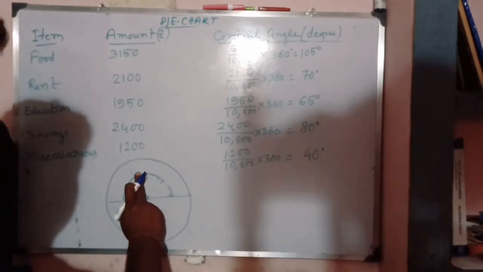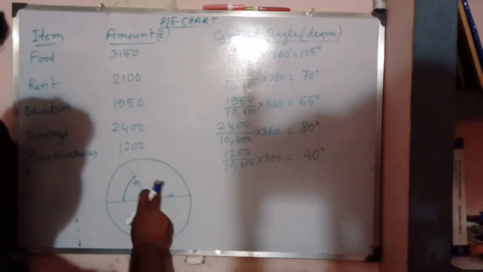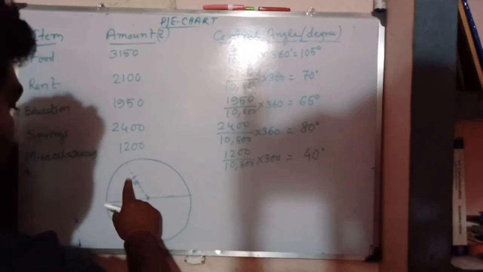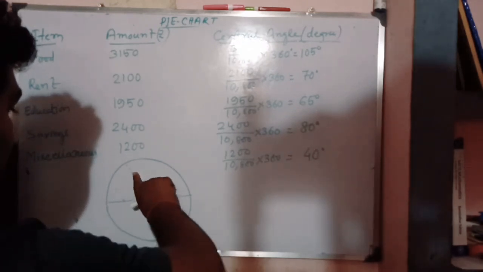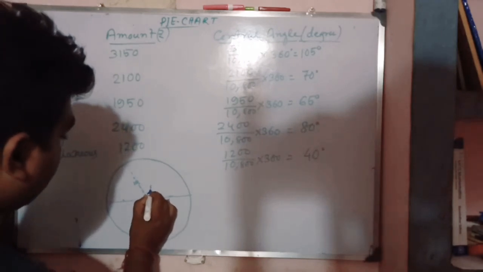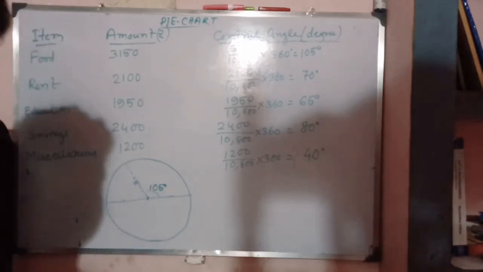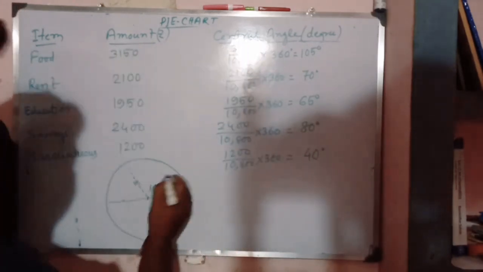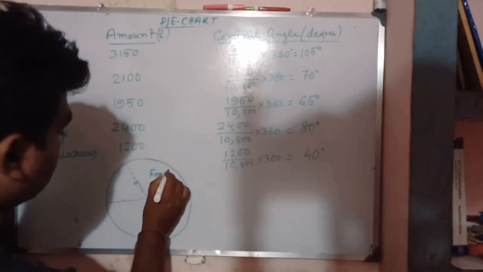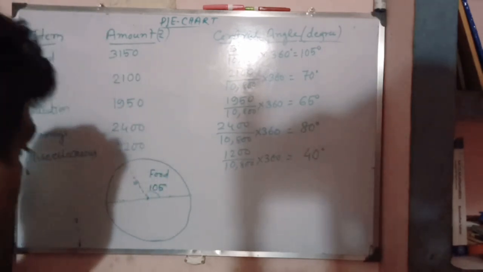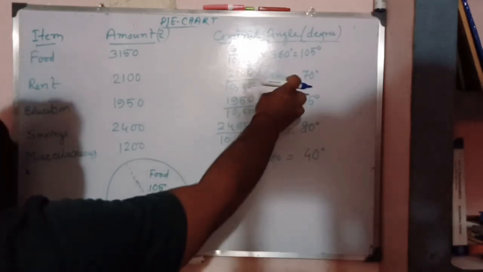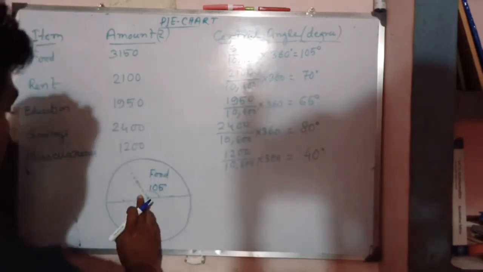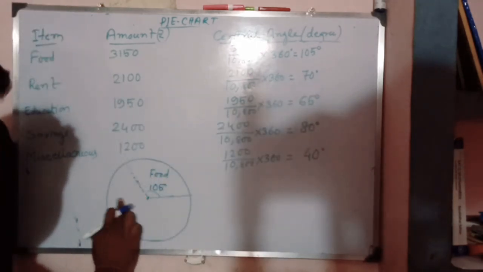Okay, now erasing it, or you can keep your protector from here. So this angle is 105 degree. That is for food purpose, so we can write food over here. Okay. Next, we have to draw 70 degree. Next step is very important. We can erase this.